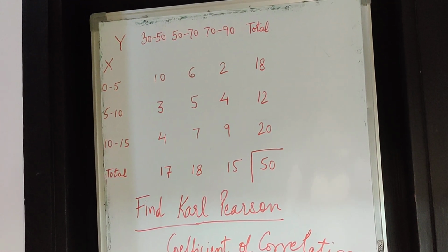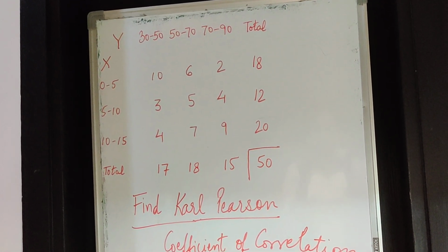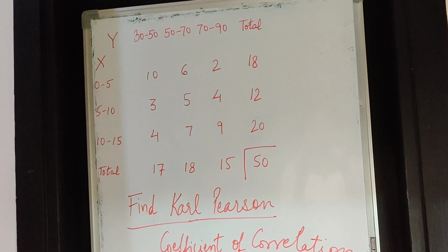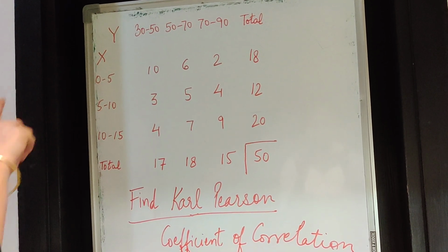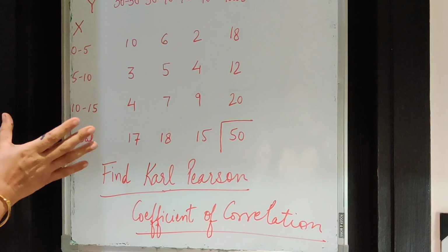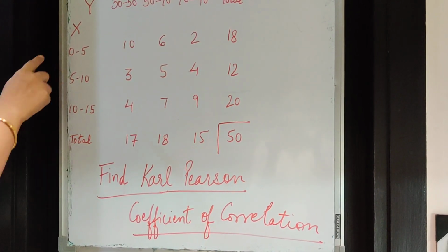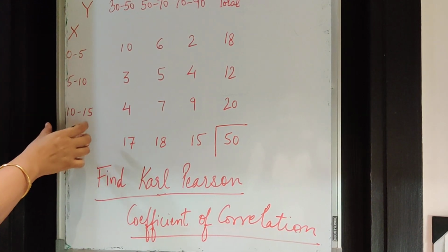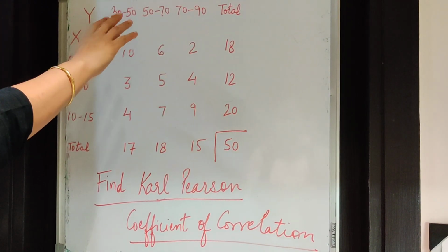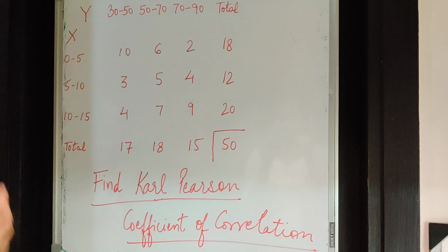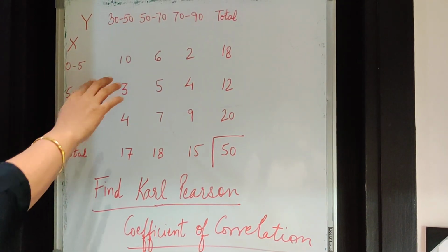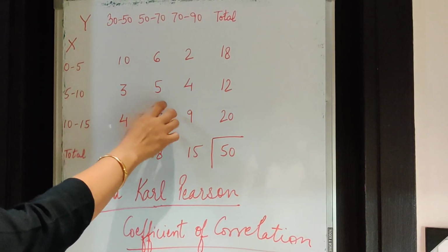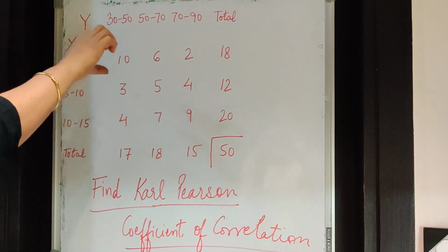We shall be discussing coefficient of correlation for bivariate frequency distribution. So this information is given to us in a two-way table. X is representing 0 to 5, 5 to 10, 10 to 15 class interval. Y is representing 30 to 50, 50 to 70, 70 to 90 class interval. These are the cells which fall within this range.